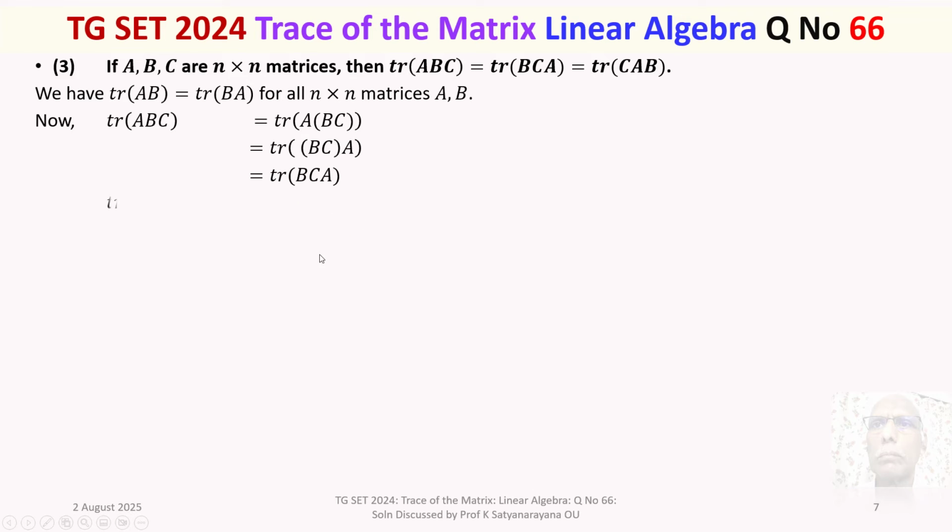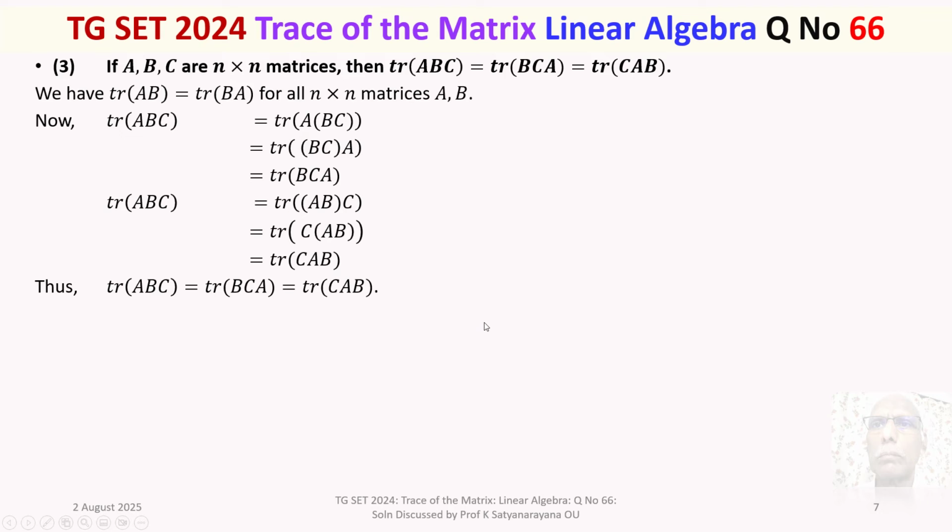Agreed. Now, trace of ABC is equal to trace of, in brackets, AB multiplied by C. And I use trace of xy is equal to trace of yx, and that's equal to trace of C into, in brackets, AB. That is precisely trace of CAB. Thus, they are all equal. So thus we have proved the result. Hence, option 3 is true. So far, all the 3 options are true. Therefore, by elimination, option 4 will be a false statement, and the answer to this question will be option 4.